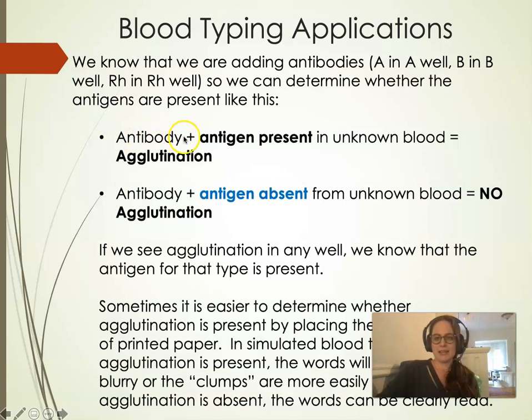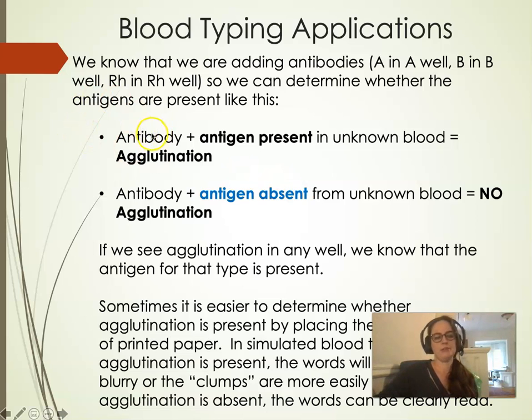Now, when we add an antibody to a well filled with a few drops of blood, if the antigen is present, it will agglutinate. Therefore, an agglutination response is a positive result. It means, yes, you have that. Right? If an antibody is introduced to a well of blood where there is no antigen associated with that antibody, there will be no agglutination, so that's a negative response.